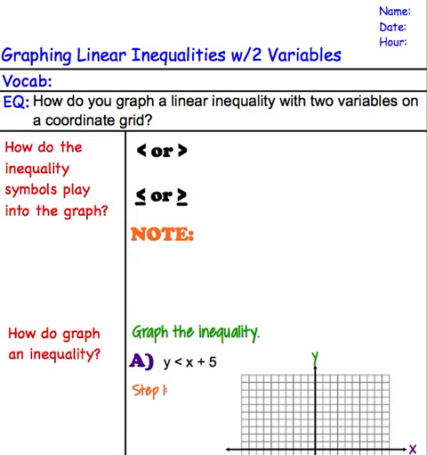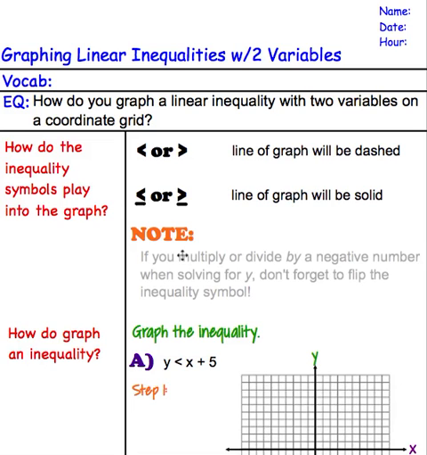And if it's greater than or less than, the line of the graph is going to be dashed because it doesn't include the line itself as a part of our solution. However, if it's greater than or equal to or less than or equal to, that line of the graph will be solid. And as always, remember that if you multiply or divide by a negative number when solving for y, don't forget to flip the inequality symbol.